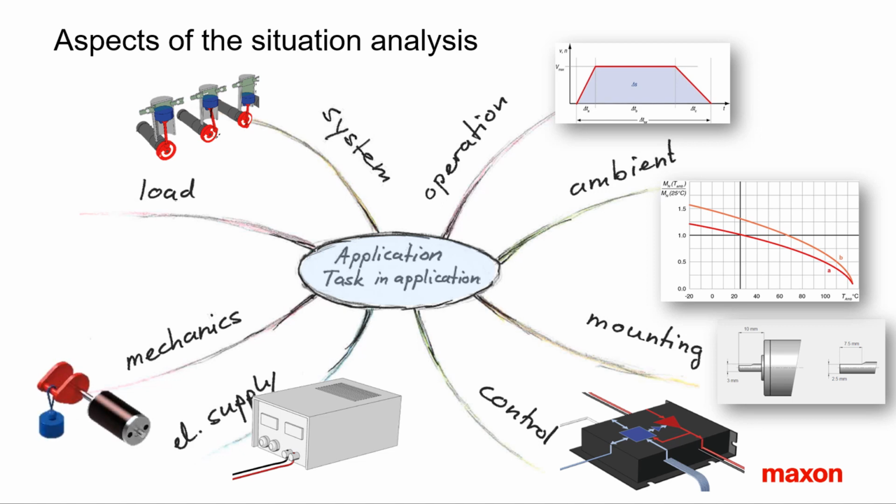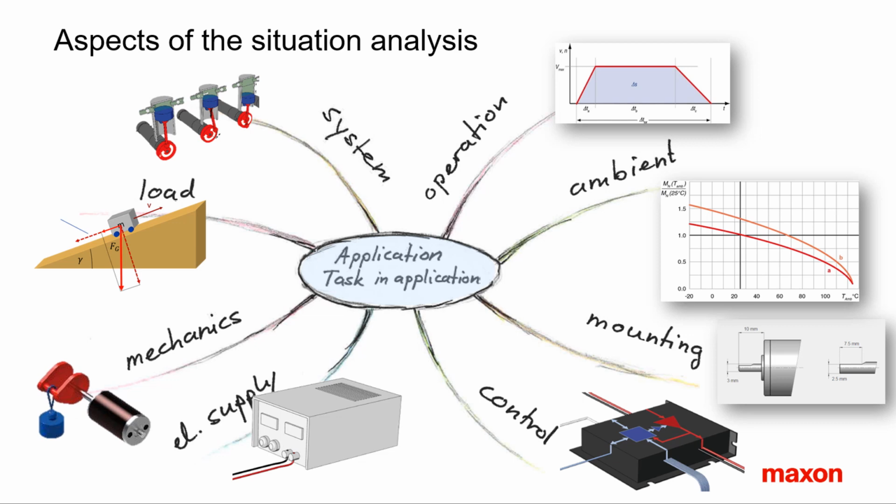Sixth, related to mounting is the mechanical layout. What kind of mechanical transformation is used? What are the transformation parameters, for example, reduction, efficiency, friction, but also support of reaction forces. Seventh, how does the load look like? What are the forces that occur? Friction, feeding forces, gravity, acceleration forces.